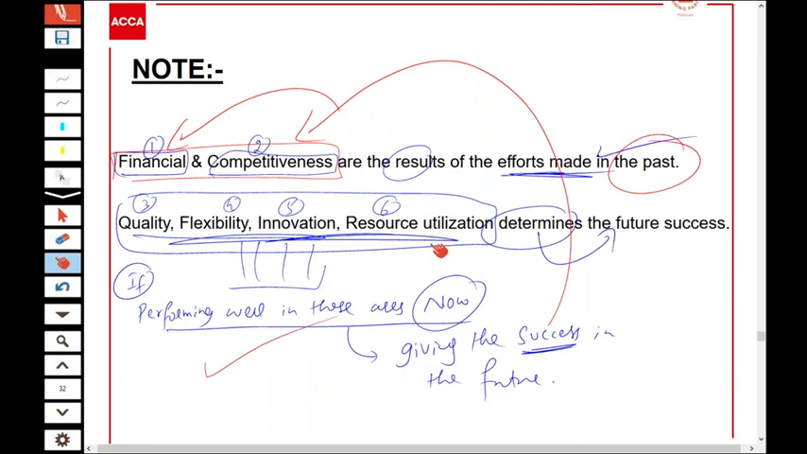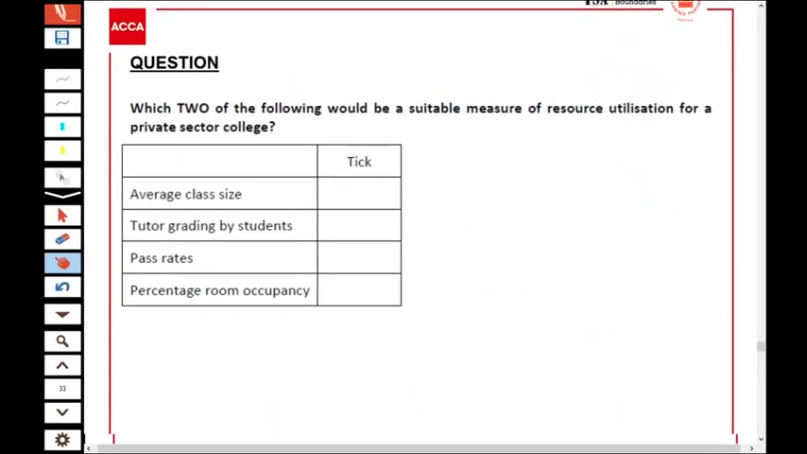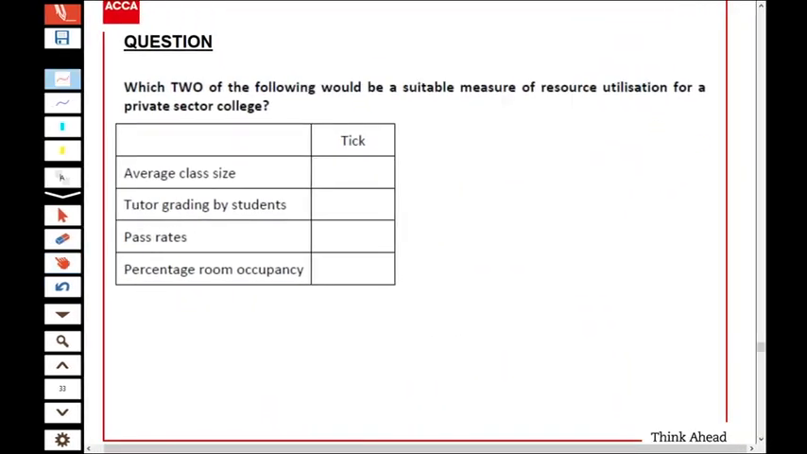Okay, students, now here is the question, and see what has been written here. You have to take only two statements. Which two of the following would be the suitable measure, means KPI, of resource utilization for a private sector college, the thing that you have studied in your school, in your institute, in your colleges. So what is the best utilization? Resource utilization.